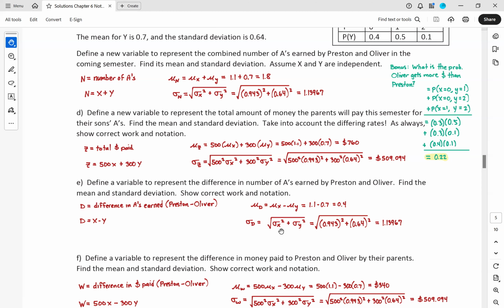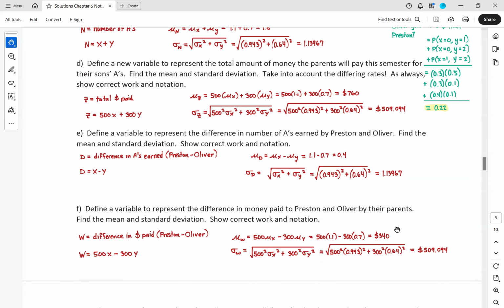All right, so the phenomenon that occurs off of that is we get the same exact result as what we got back in part C. Whether it's x plus y or x minus y, the standard deviation is the same. All right, one more part. Part F is somewhat similar to part D, but again, now we're looking at a difference in money paid.